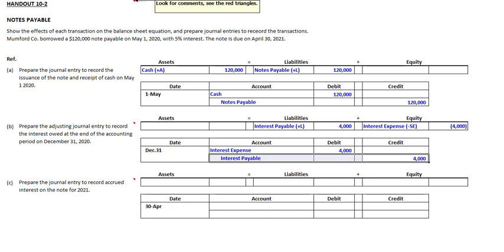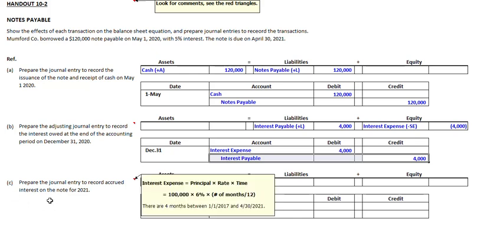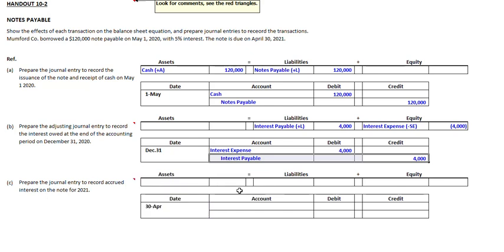Now we need to prepare the journal entry to record accrued interest on the note for 2021. We've now used the money for an additional 4 months, the time between January 1 and April 30th. So we've got interest expense of 4 times 500, $2,000 in additional interest expense and additional interest payable. And of course, we record that with a debit to interest expense and a credit to interest payable.